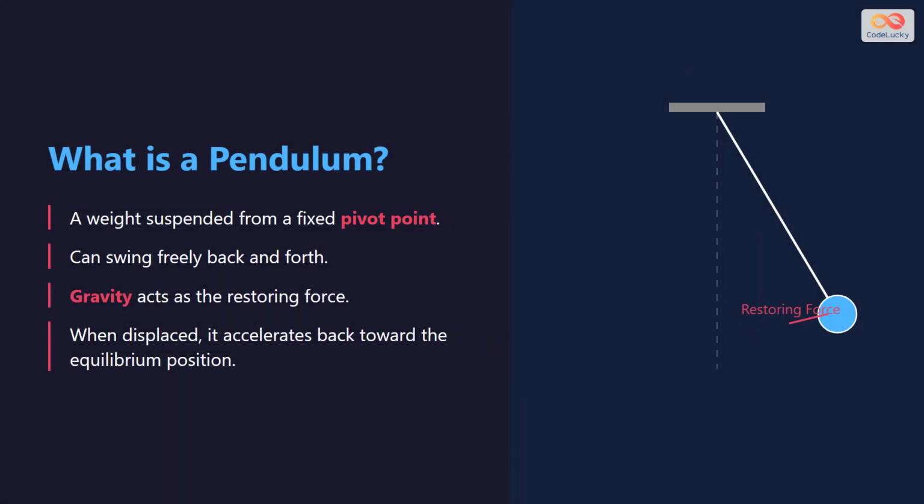First, let us define what a pendulum is. It is simply a weight, often called a bob, suspended from a fixed pivot point so that it can swing freely. When you pull the weight to the side and release it, gravity acts as a restoring force, pulling it back towards the center. Because of momentum, it swings past the center to the other side.